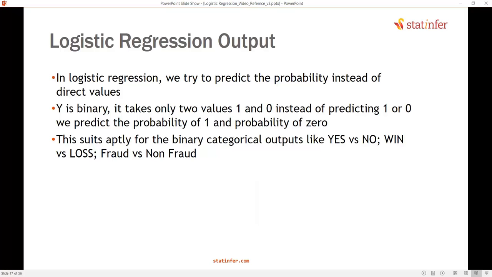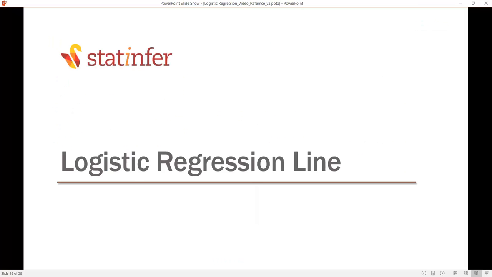And this kind of setup suits aptly for our binary categorical variables like yes or no, win or loss, fraud or non-fraud, -1 or +1, 0 or 1, true or false. We are just predicting the probability. So we will build a logistic regression line instead of a linear regression line.